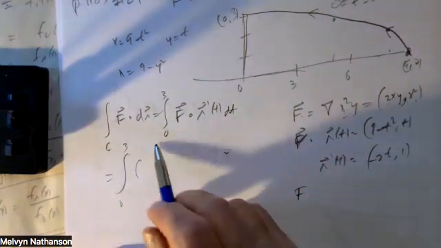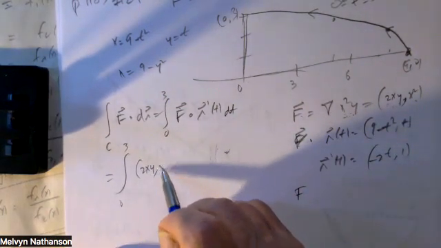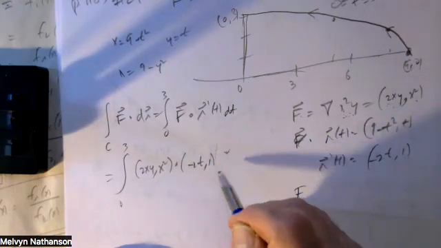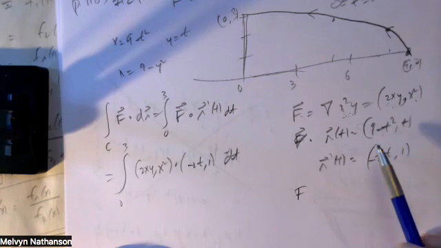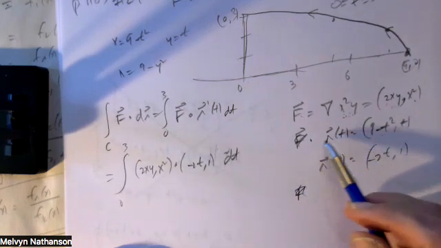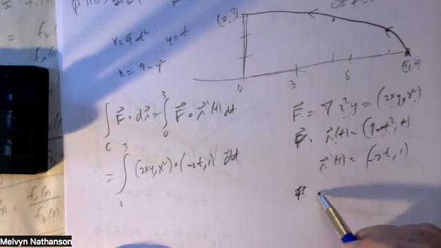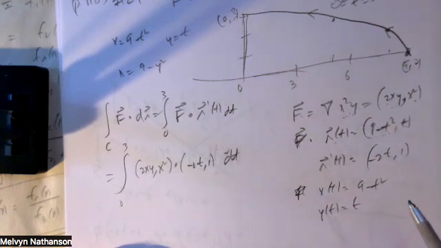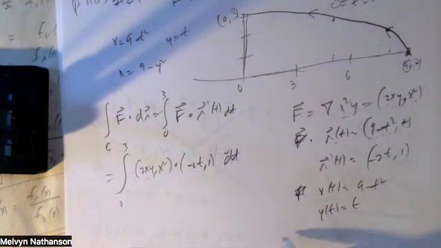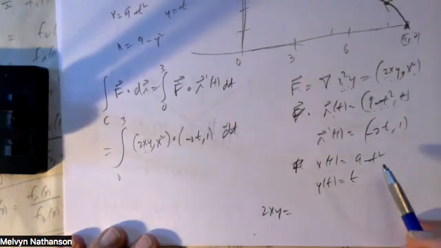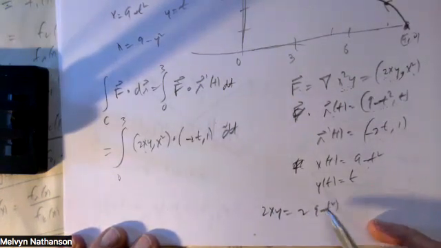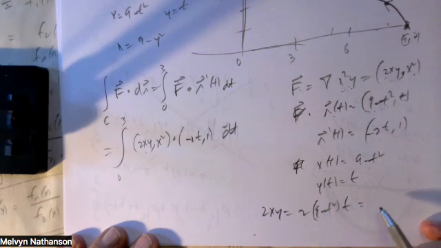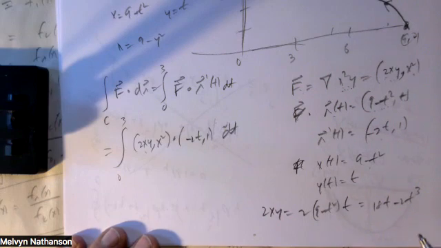Let me just write this down explicitly. So F is (2xy, x squared) dot product with r prime of t, which is (minus 2t, 1) dt. But of course, r of t is (9 minus t squared, t). So x of t is 9 minus t squared, and y of t is t. So 2xy is 2 times (9 minus t squared) times t, which is 18t minus 2t cubed.